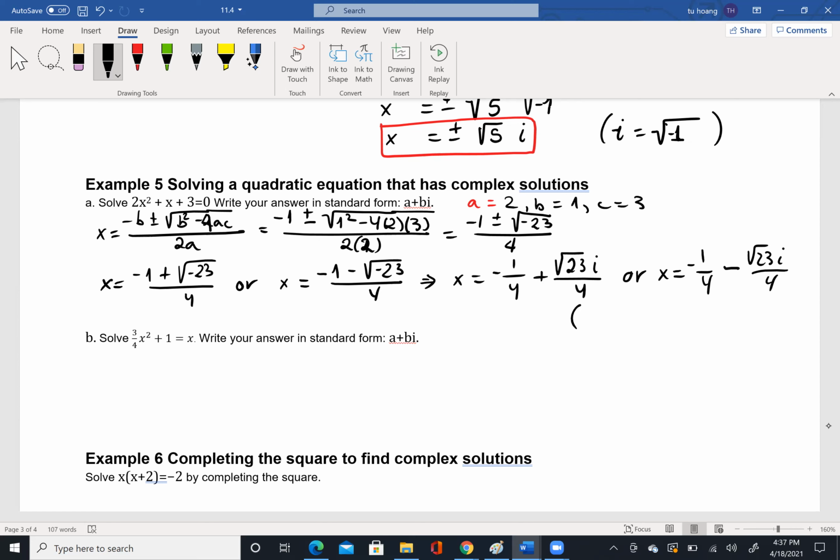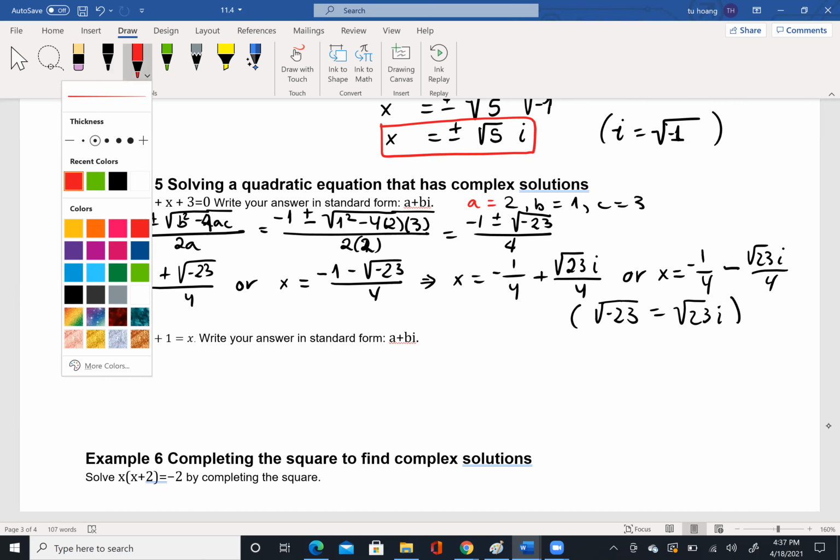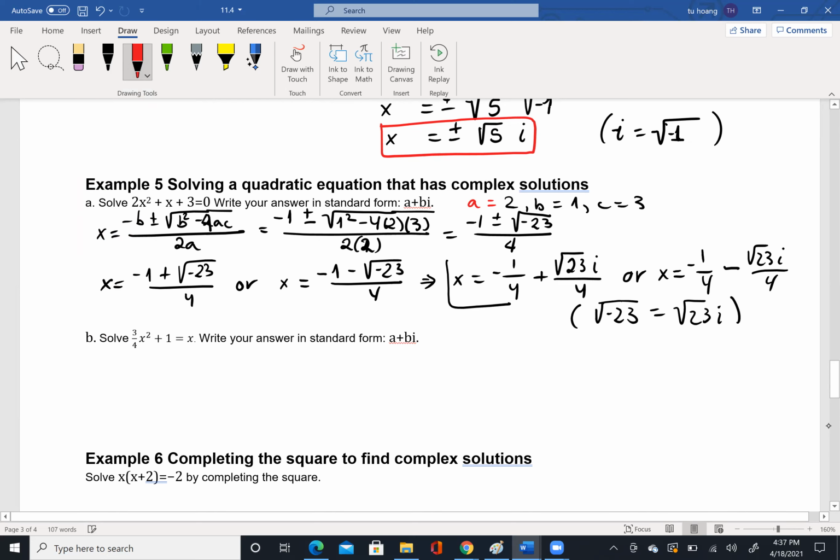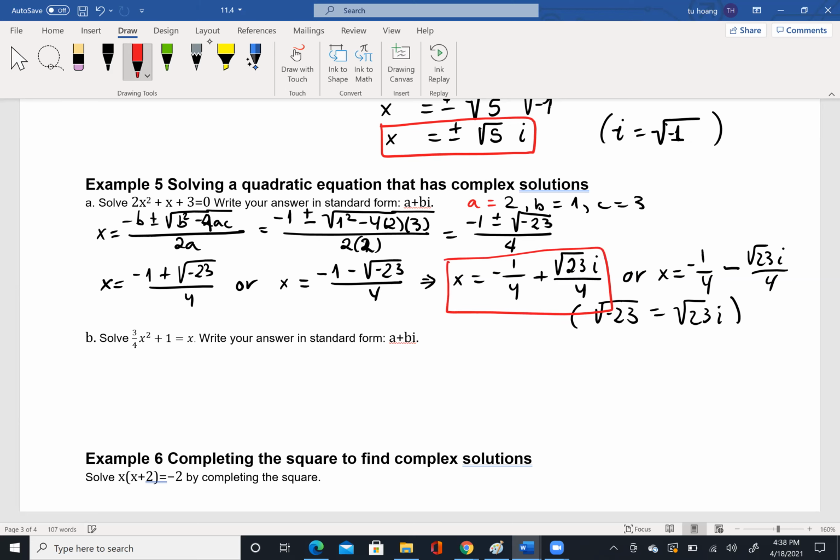Remember that the negative square root of negative 23 can be rewritten as the square root of 23. Okay. So this should be the answer for this problem, in the general form of a complex number.